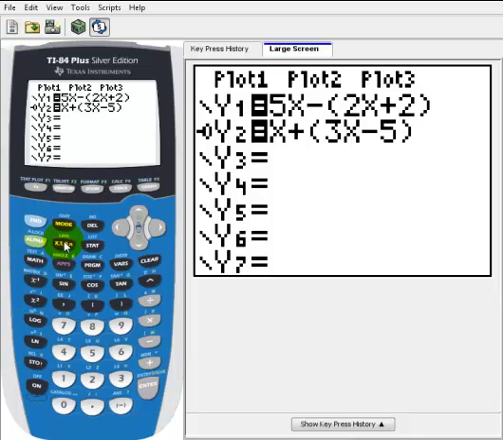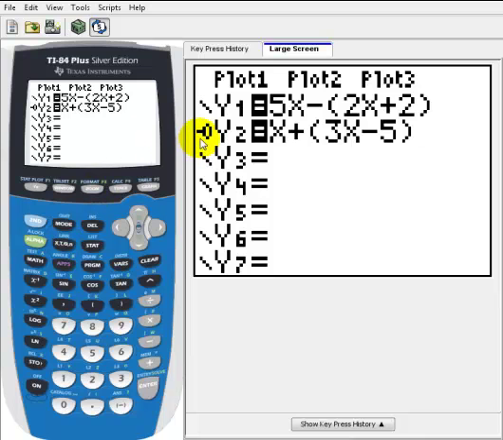Alright, so we've got our two sides of our equation entered in y1 and y2, and then what we want here is the value of X that makes these two equations actually equal to each other, that makes them have the same y value.